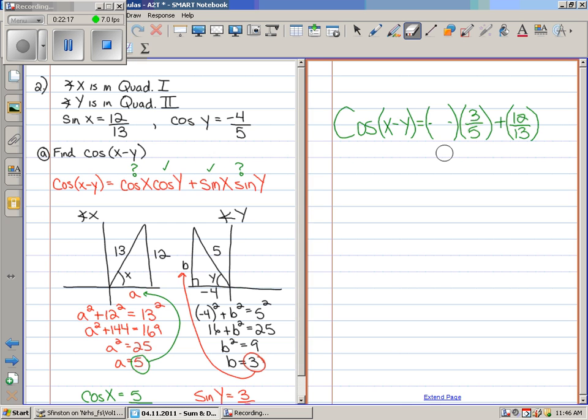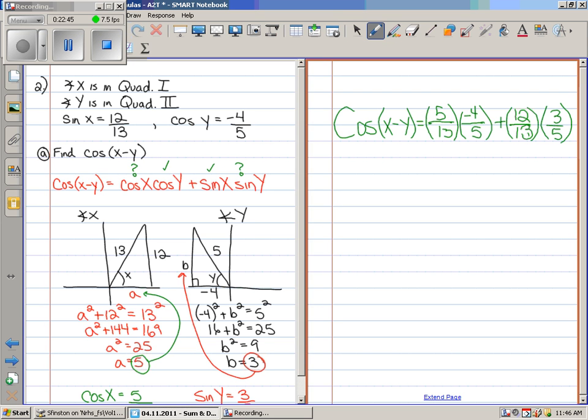So let's fill this out correctly. Let's finish the problem. Okay? So what is the first one? What is the cosine of x? Okay, so this one was right. And this one is negative 4/5. And what's this one? 12/13. And this is 3/5.